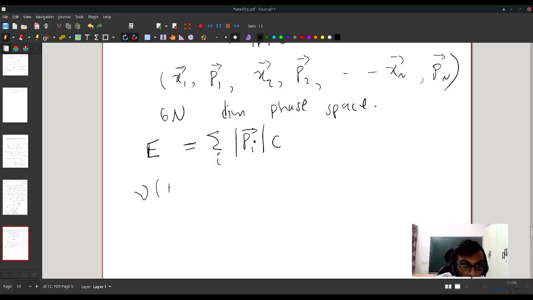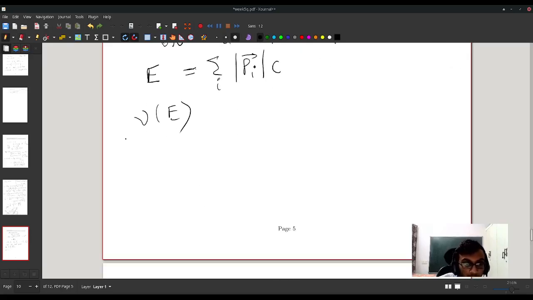We have to calculate that. Let me use a different symbol, I'm sorry. This E has no dependence on x_i.